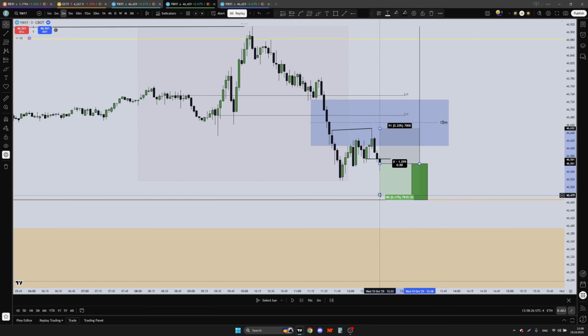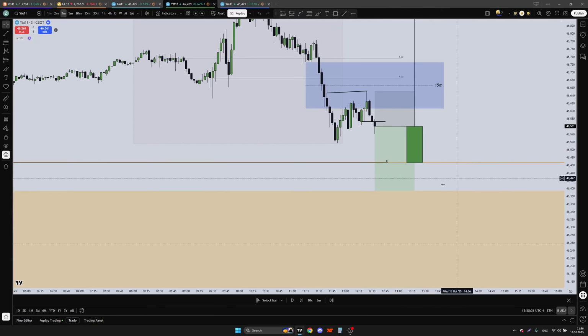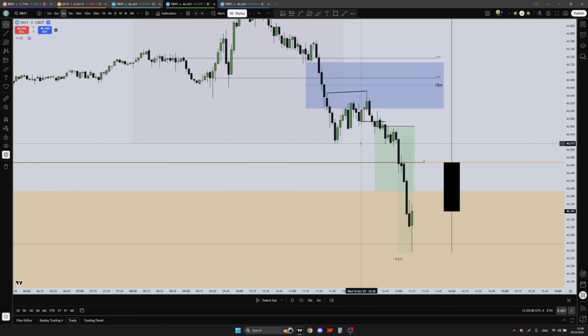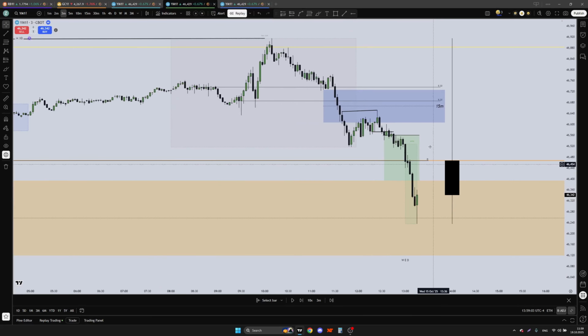So I'm in here, and I'm gonna target my higher time frame draw, this 4-hour, this orange box, which is the 4-hour fair value gap. That would be 1.8R, which is fine. If it's more than 1.5, I'm fine with that. So then this candle drops. So here we take the other draw, which is the daily open. So I'm gonna move my stop loss to break even, and then yeah, the draw is hit here.